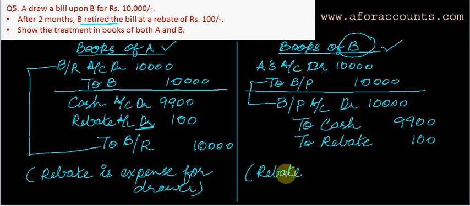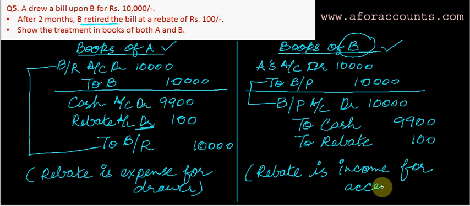And remember here, rebate is income for the acceptor, because he is paying before time, earning some income because of payment before time. Rebate is income for the acceptor. Here it is B. So it was a simple question on, if a bill retires before time, how do we do the entry of rebates? Taking the next question.